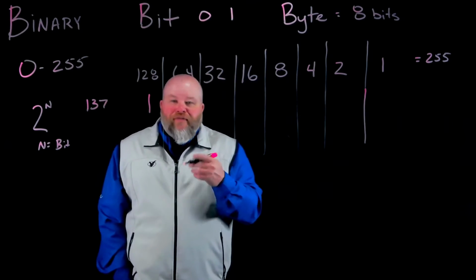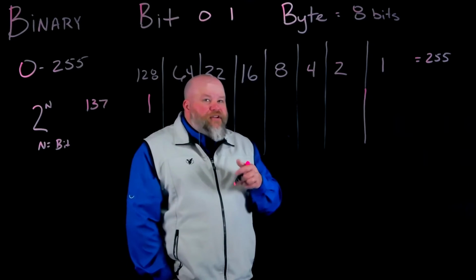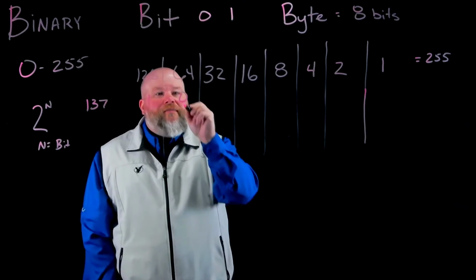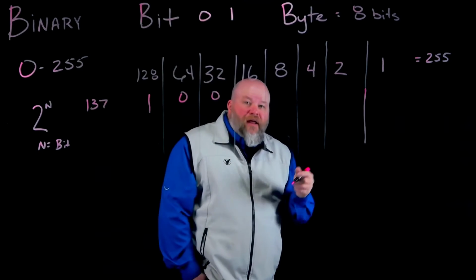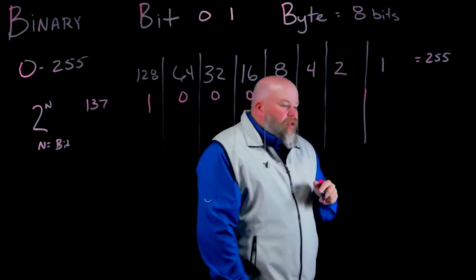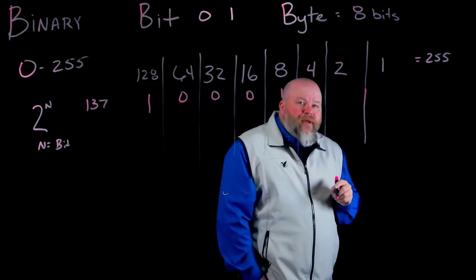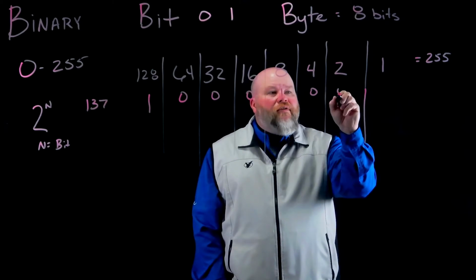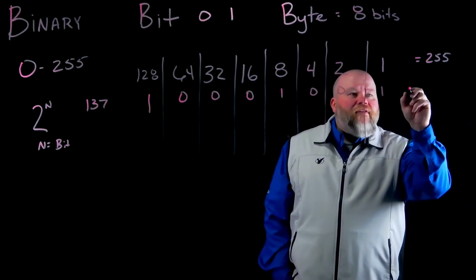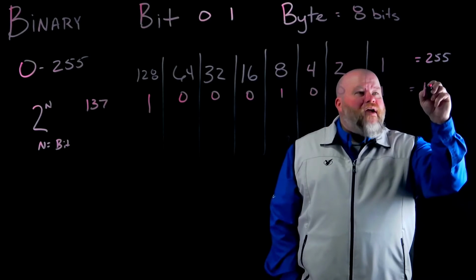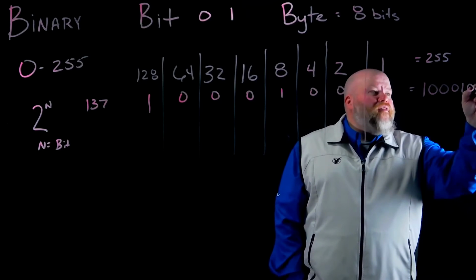We have a remainder left over of 9 now. So can we subtract 64 from 9 and be 0 or greater? And the answer is no, so we're going to leave that bit off. Can we subtract 32 from 9? No, that bit gets left off. 16 from 9? No, that bit gets left off. Can we subtract 8 from 9? Yes, we can. So that bit gets turned on, and we have a remainder of 1, meaning that 4 gets turned off, 2 gets turned off, and 1 gets turned on. Therefore, 137 can be represented with the binary of 10001001.